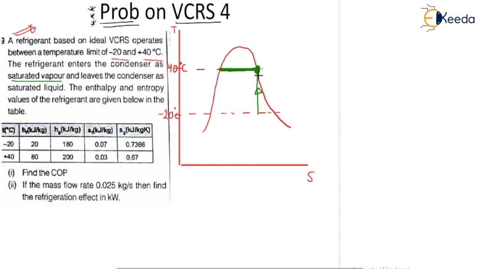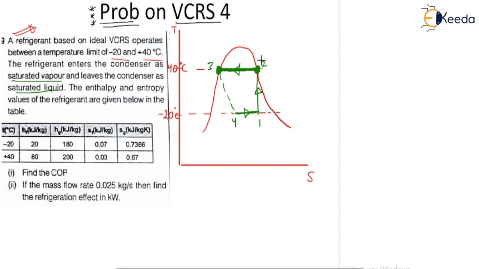Now it enters from here, and leaves the condenser as saturated liquid. This is the saturated liquid line, so it leaves from here. Okay, my dear friends. And now again your refrigerant is going to circulate in an anti-clockwise manner. This is the isenthalpic process, which is a highly irreversible process, and this is your evaporator process. That means from 4 to 1 is your evaporator process, from 1 to 2 is your compressor process, and from 2 to 3 is your condenser process.